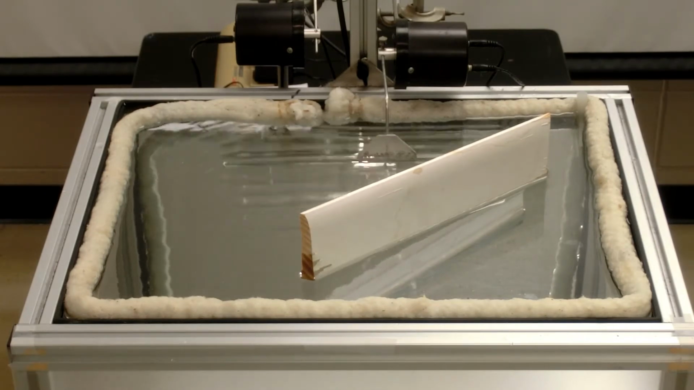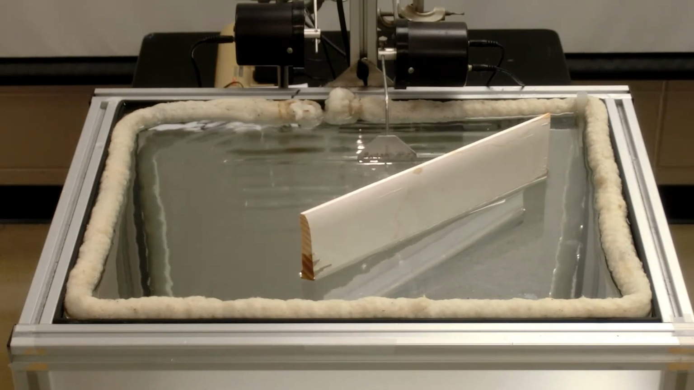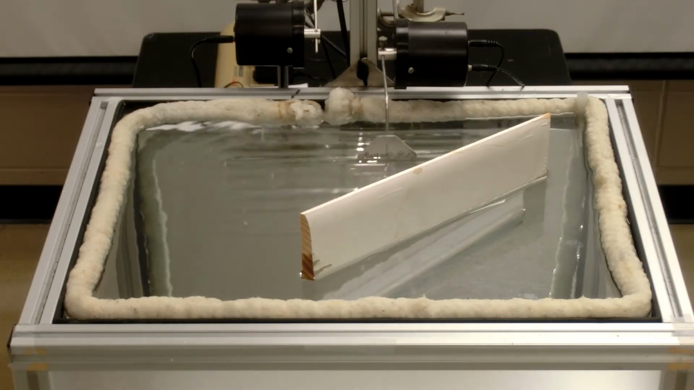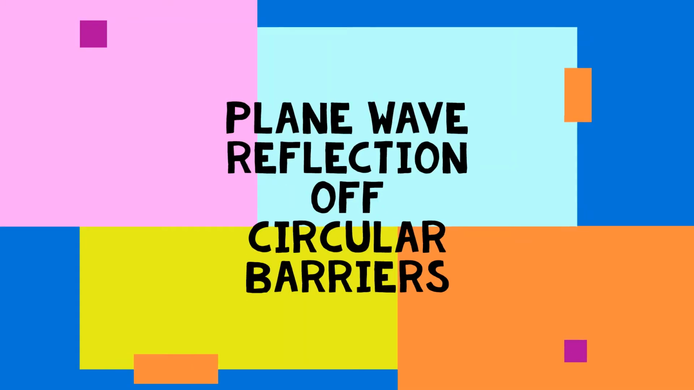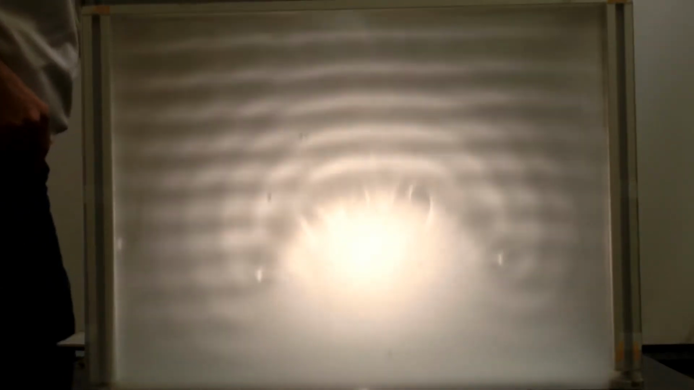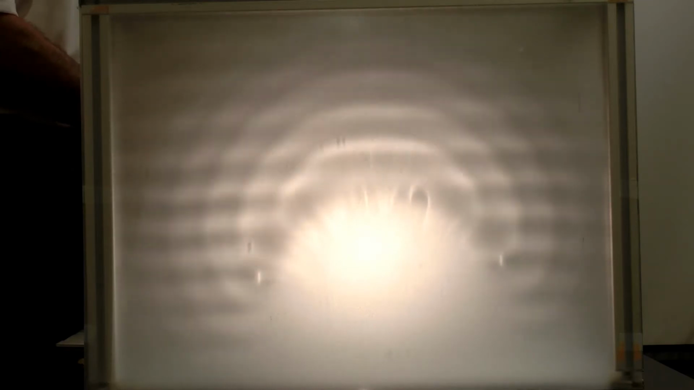Here is reflection of a plane wave off of an angled straight barrier. Reflection of the plane wave off of a circular barrier. So here I have a barrier that we will describe as being convex. The wave is hitting it from the convex side. Notice the shape of the reflected pulses. So as the wave goes in and hits that convex shape, it reflects back as a circular wave.